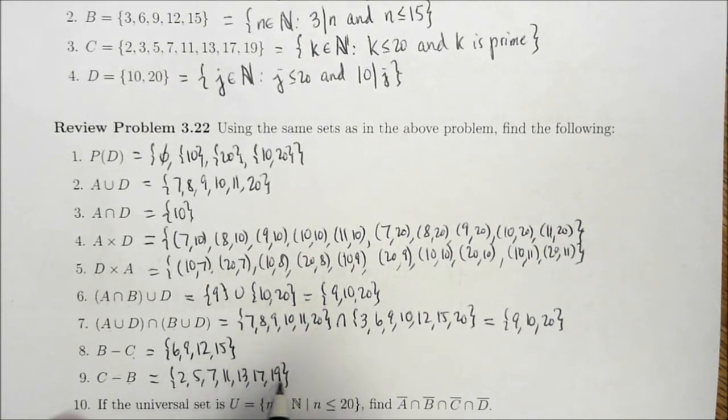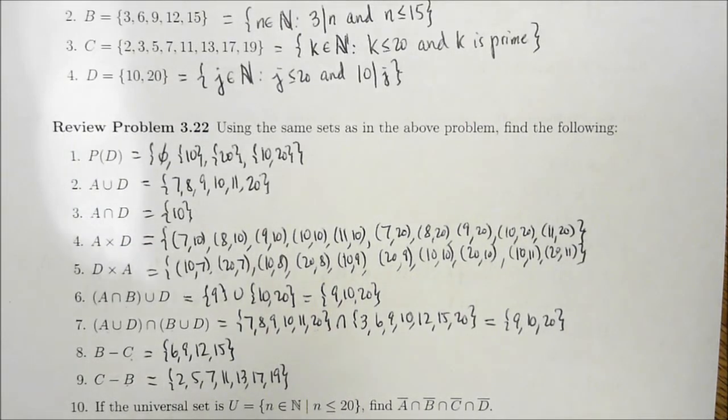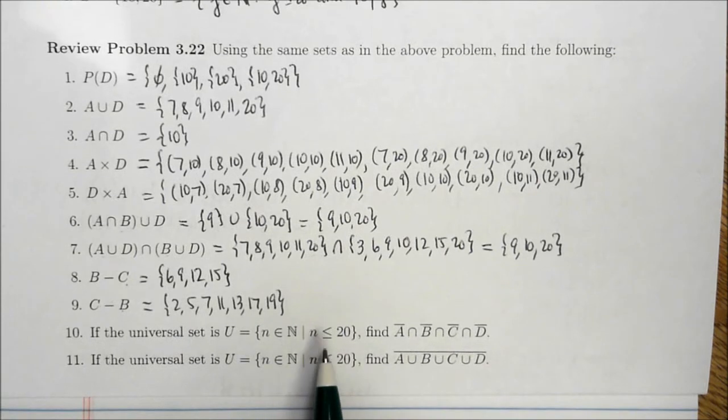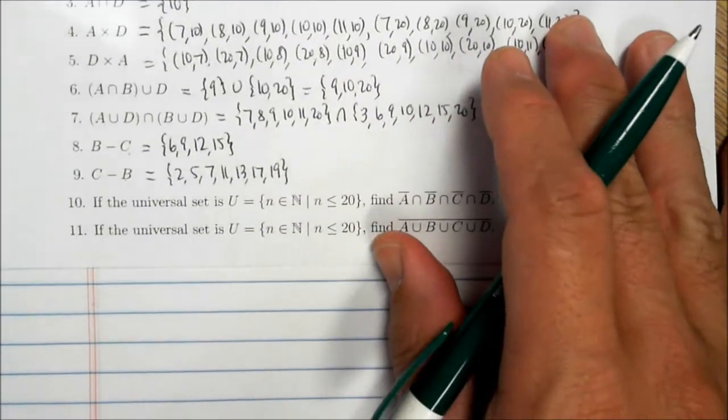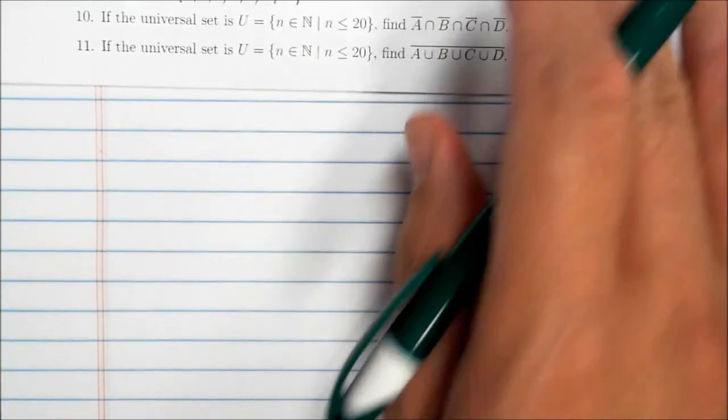So this is the list of things that are in C but not in B. Okay, number 10. If the universal set is all the positive integers 1 through 20, find A complement intersect B complement intersect C complement intersect D complement. So this one's going to take a little bit of work, so let me do it down here.